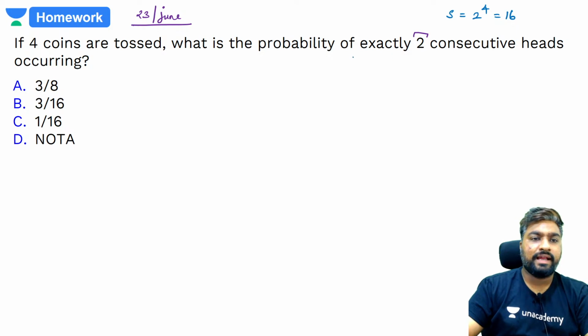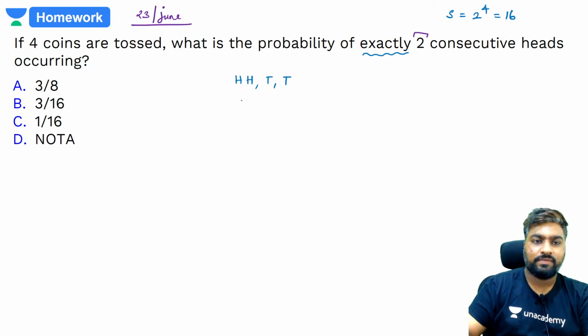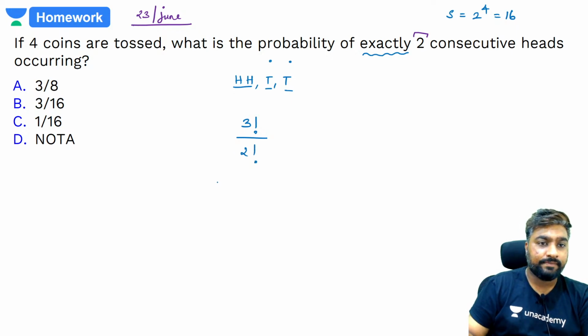Now we need to find consecutive 2 heads. Since they've said exactly, that means there are 2 heads which should come together and the other 2 should give you tails, but at different places, need not be together. So there are 3 items that can be arranged in 3 factorial ways. Because T and T are duplicate, you need to remove their arrangements.